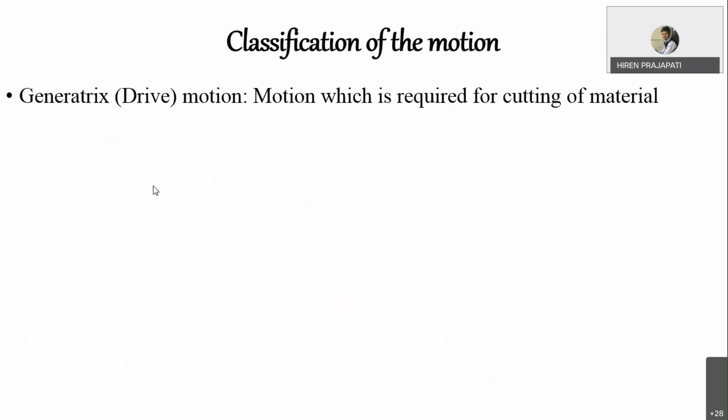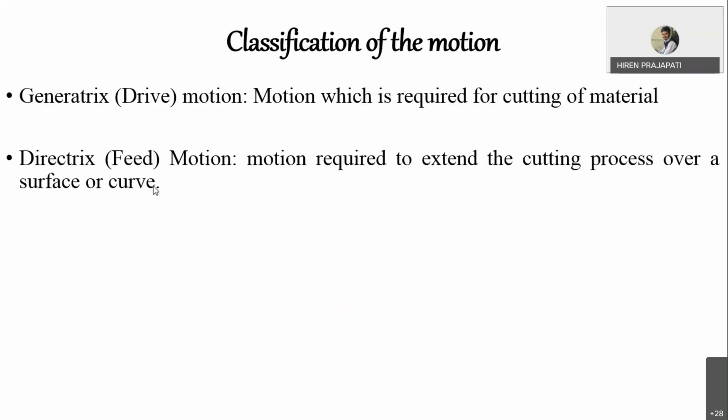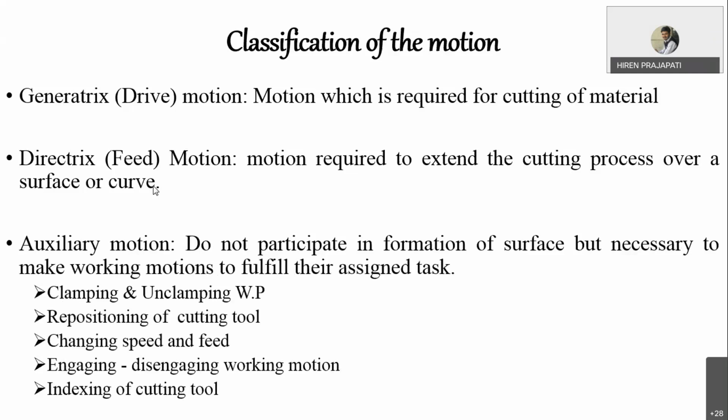One is generatrix. Now what is generatrix motion? The motion which is required for cutting of material, that is what is called a generatrix. Second is directrix motion. The motion required to extend the cutting process over a surface or curve, that is what is called a directrix. And the third one is auxiliary motion, which does not participate in formation of the surface but is necessary to make working motions fulfill their assigned tasks.